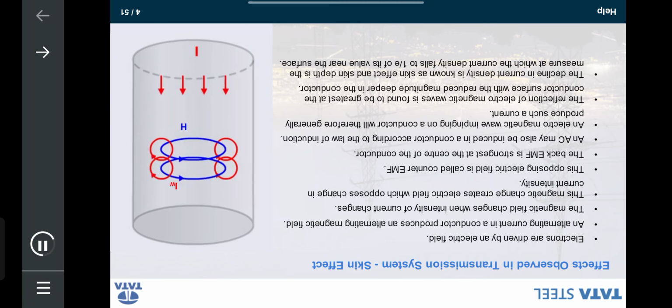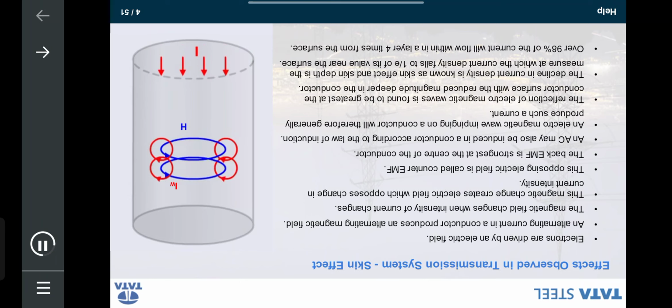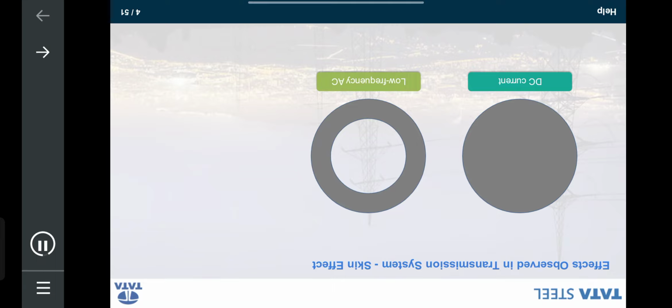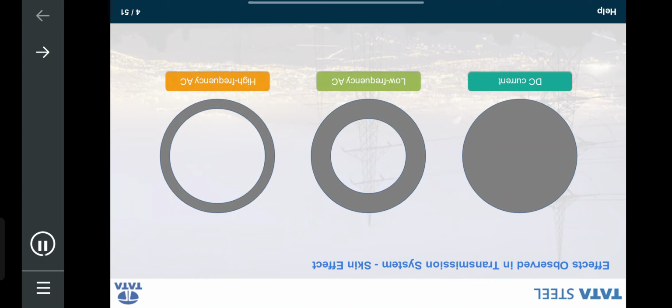That decline in current density is known as skin effect, and skin depth is the measure at which the current density falls to 1 by e of its value near the surface. Over 98% of the current will flow within a layer 4 times the skin depth from the surface. This behavior is distinct from that of direct current, which is usually distributed evenly over the cross-section of the wire. Cross-sectional area of a round conductor available for conducting DC current. Cross-sectional area available for conducting low-frequency AC. Cross-sectional area available for conducting high-frequency AC.